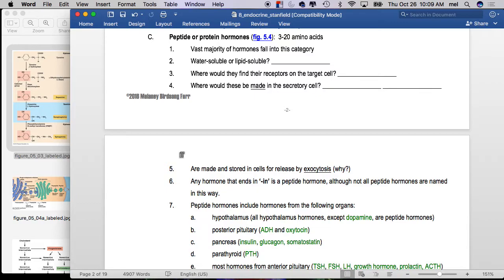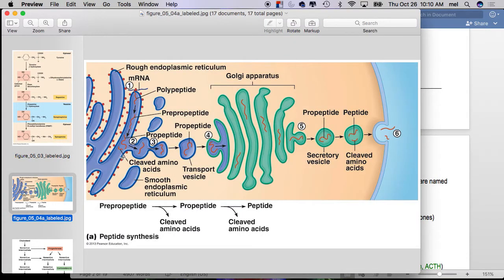And where would they be made in the target cell? The cell that makes the peptide for secretion makes it on what organelle? You can do this. I know you can. 1610, brush it off. Cobwebs, get out of the way. Rough ER, yes. Rough ER.